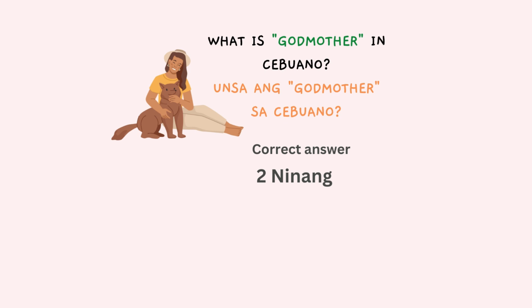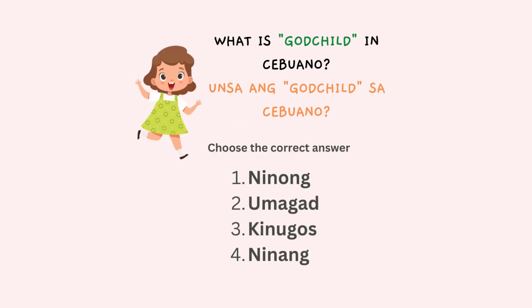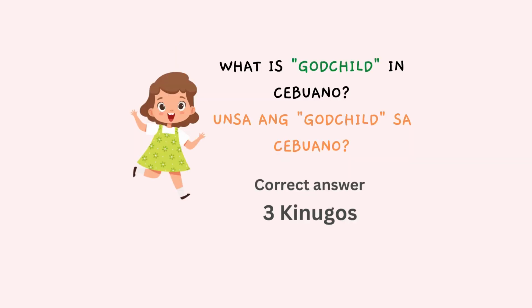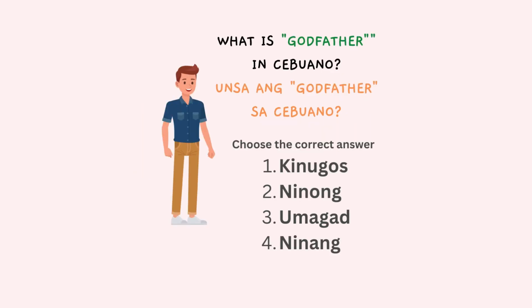Okay, what is godchild in Cebuano? Our choices are the following. Number 1, ninong. Number 2, umagad. Number 3, kinugos. Number 4, ninang. Unsa ang godchild sa Cebuano? Okay? Correct answer is number 3, kinugos. Godchild is kinugos. Okay, last one, mga higala.